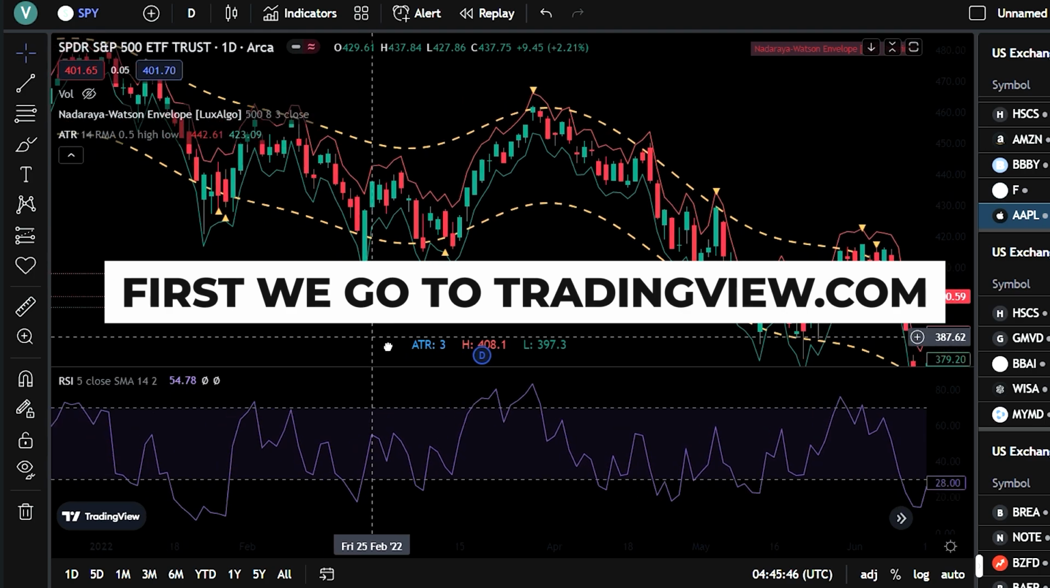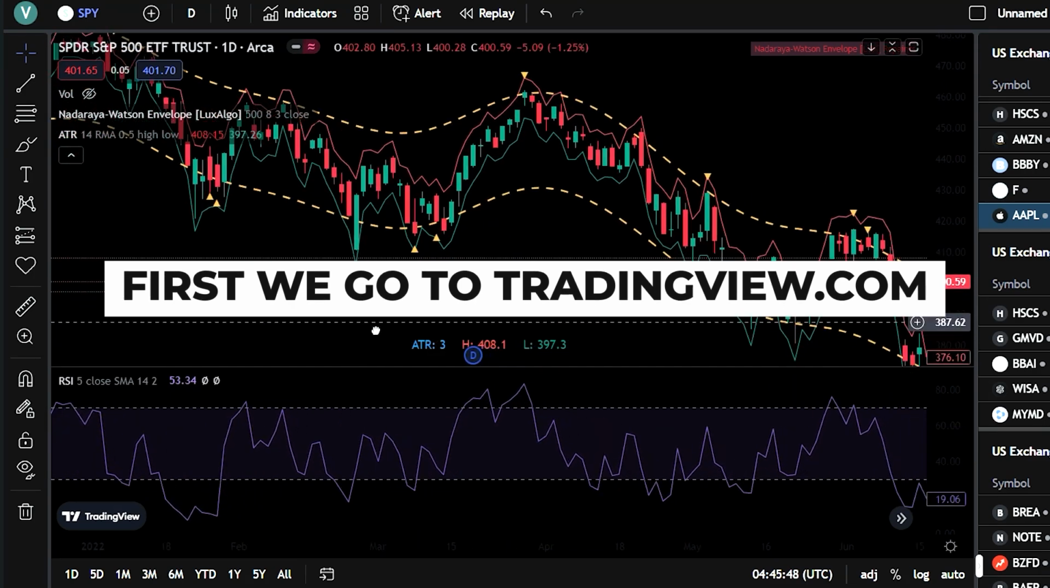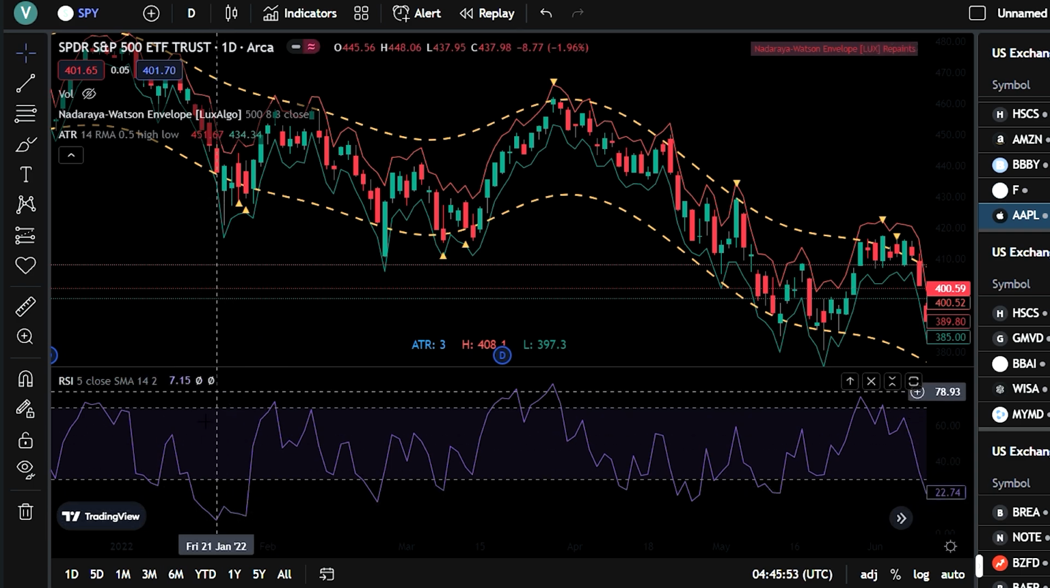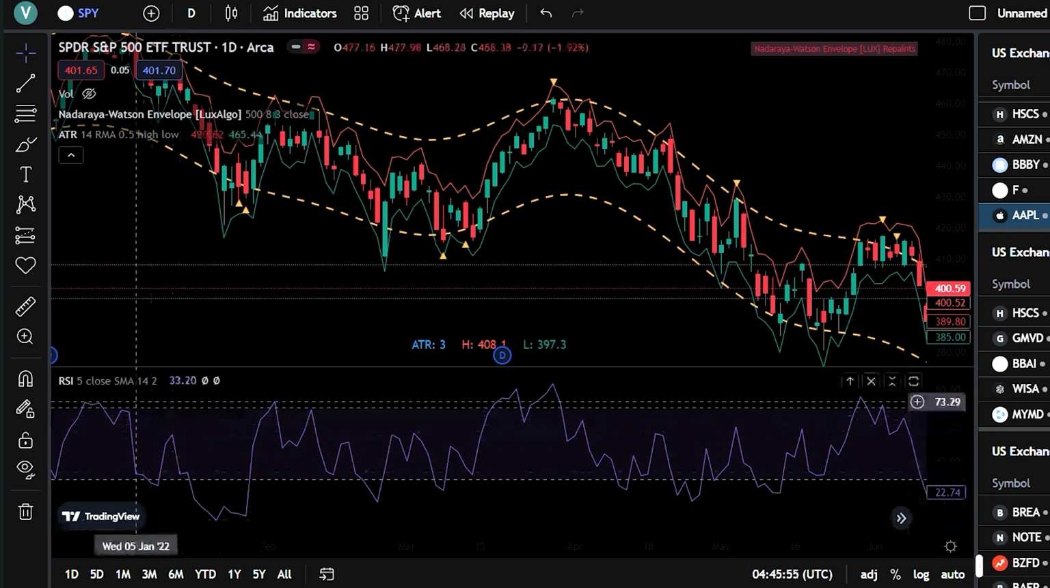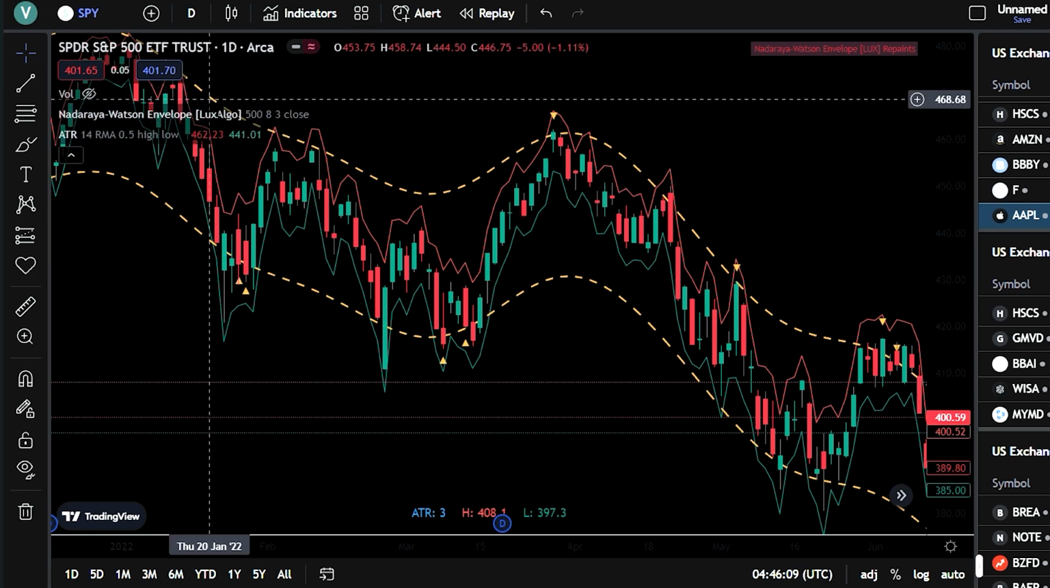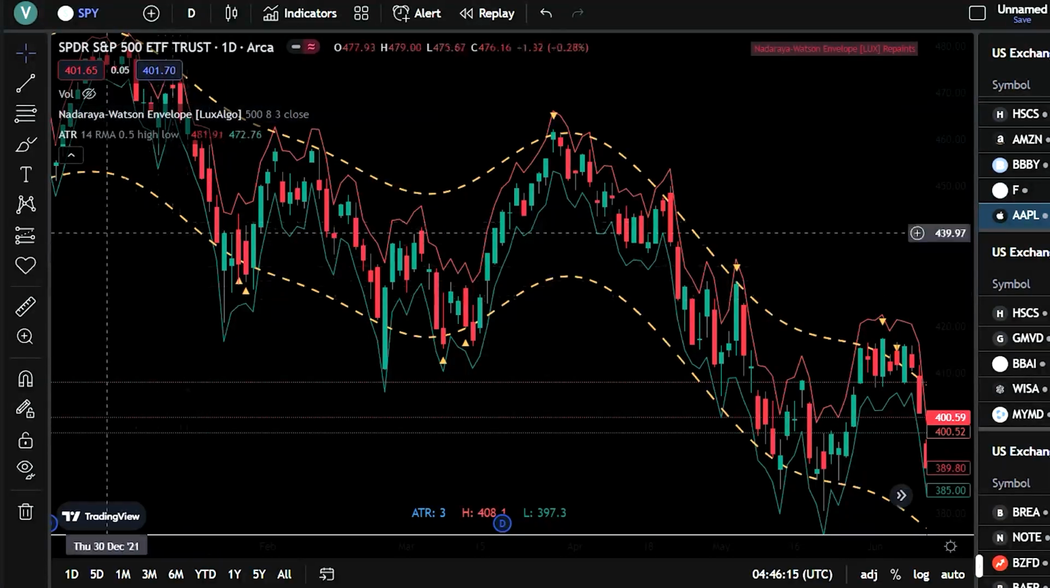First, we're going to go into TradingView.com. That's a platform that I use for charting, and all three of these indicators are absolutely free. This is what your chart's going to look like when it's done. So let's go ahead and X out so I can show you how to set up the chart and make the changes to the settings, and we'll get started.